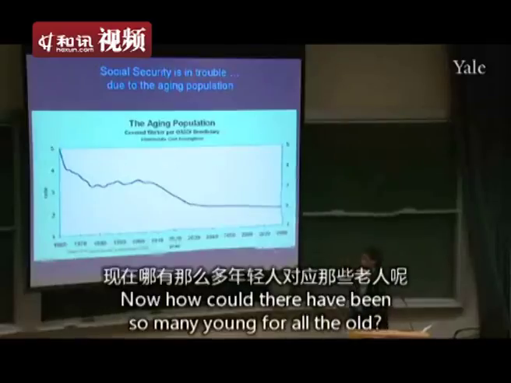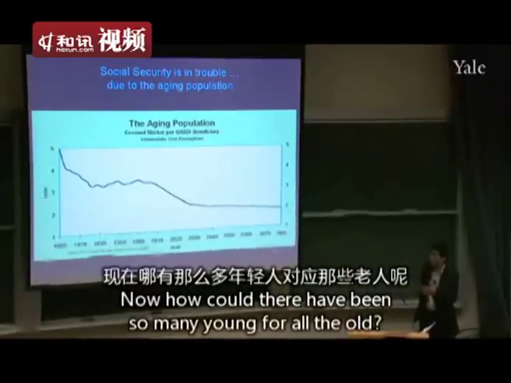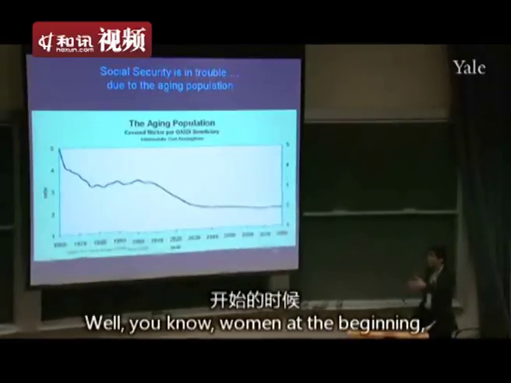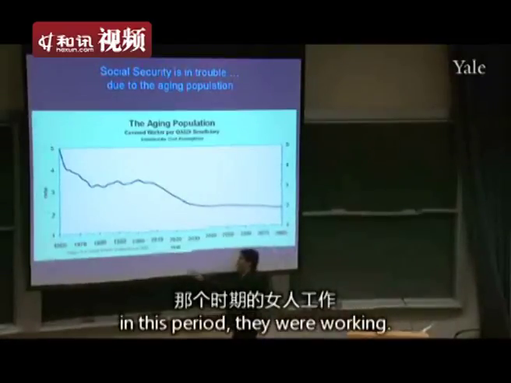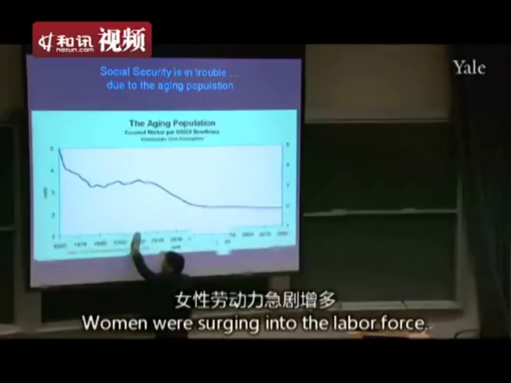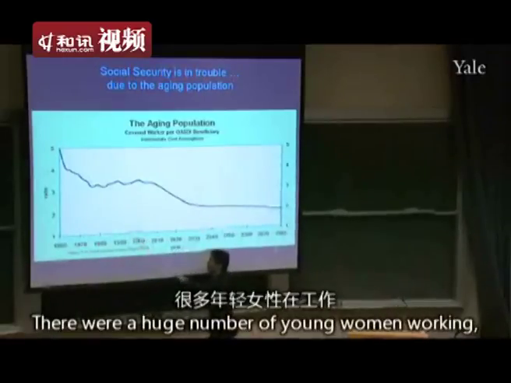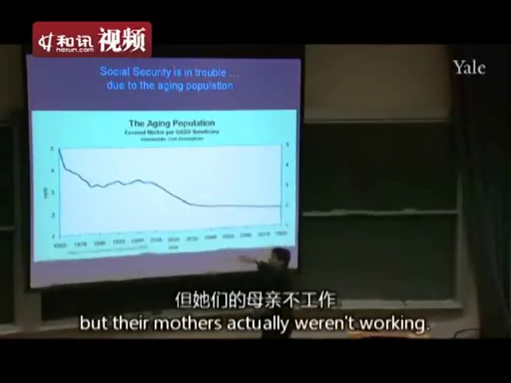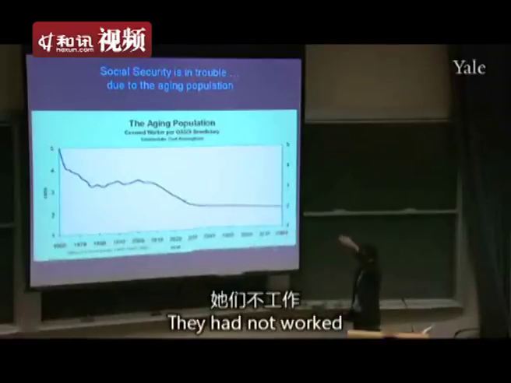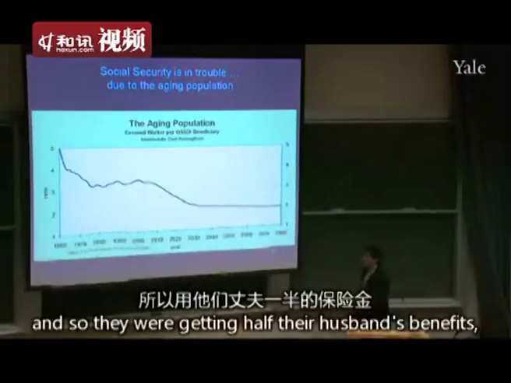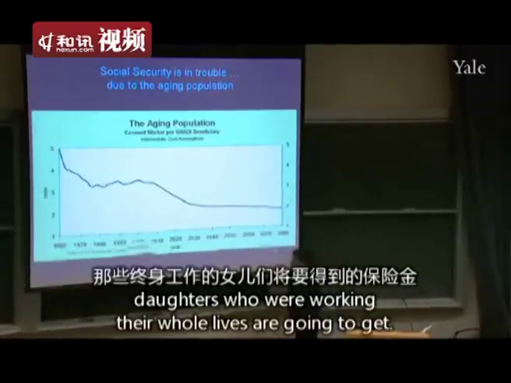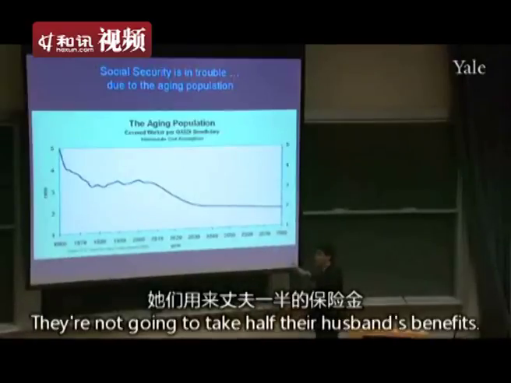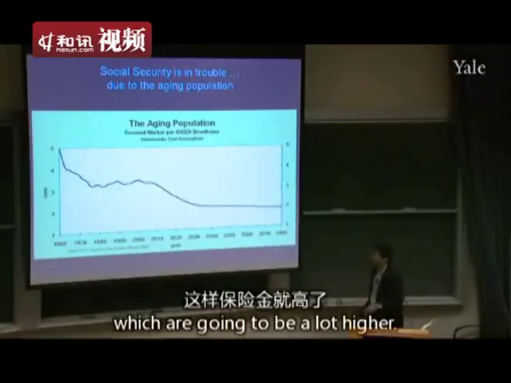Now, how could there have been so many young for all the old? Well, women at the beginning, in this period, were surging into the labor force. There was a huge number of young women working, but their mothers actually weren't working. They had not worked, and so they were getting half their husband's benefits, not the full benefit that these daughters who are working their whole lives are going to get. They're not going to take half their husband's benefits. They're going to take all their own benefits, which are going to be a lot higher.